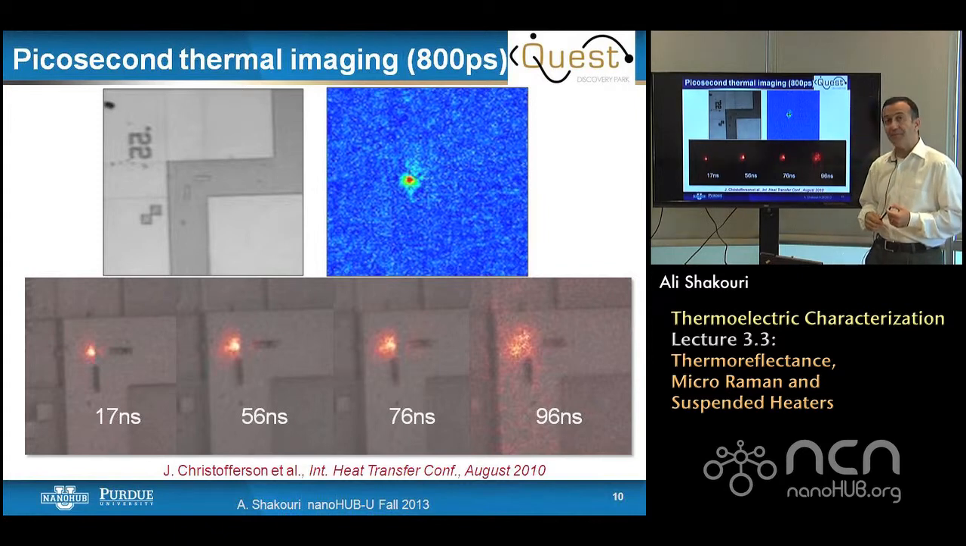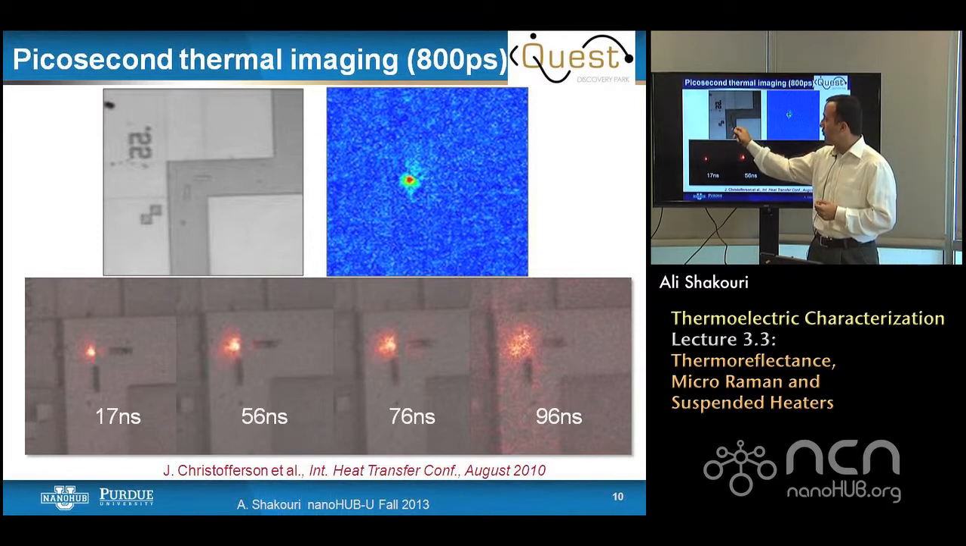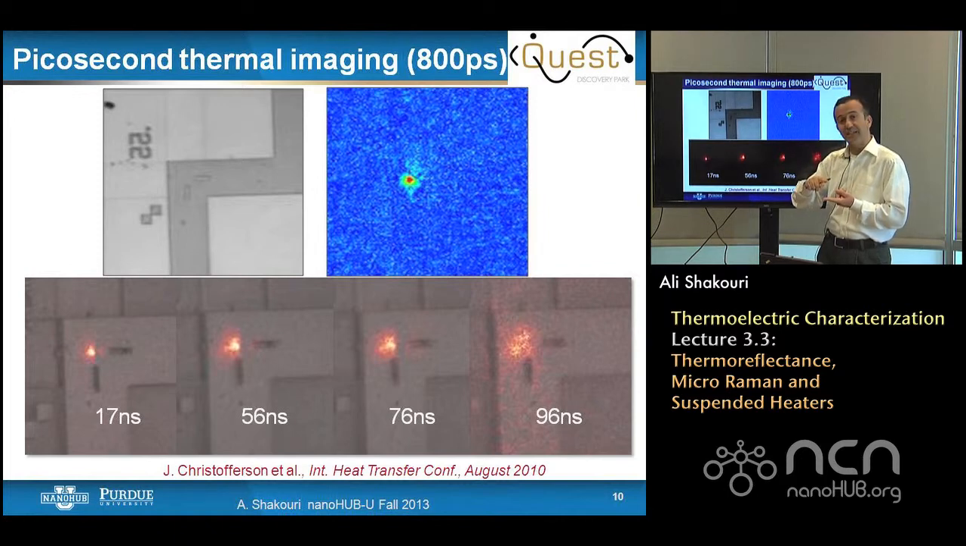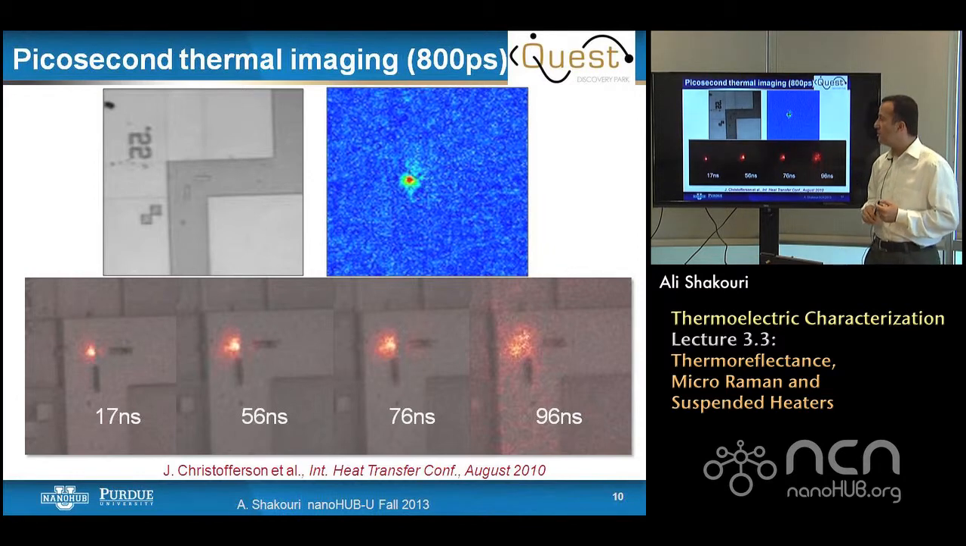How can you push it even further? Here are some of the thermal images with record resolution of 800 picoseconds on a full image. Again, these are megapixel-type CCDs. You have two copper metallizations that are separated by a tiny via. Basically, there is a 500 nanometer via between the two.